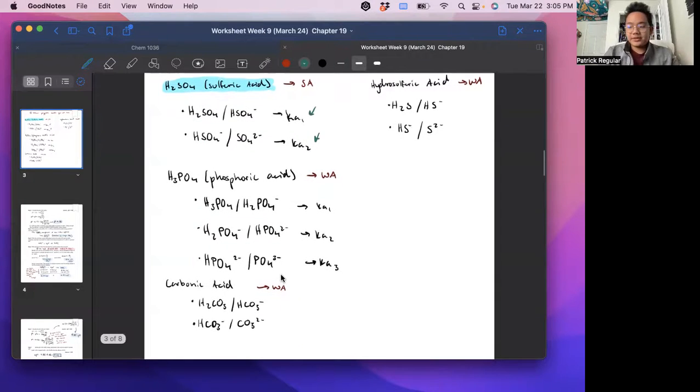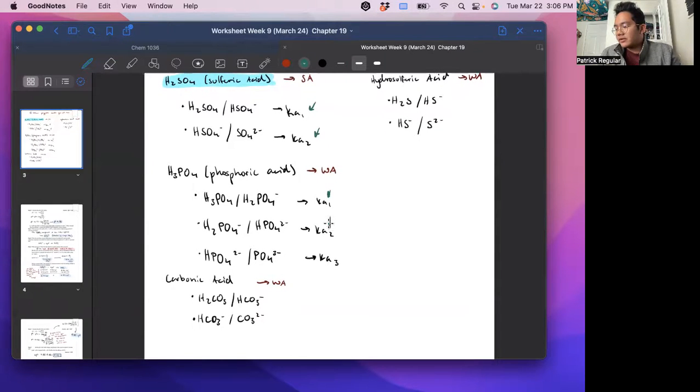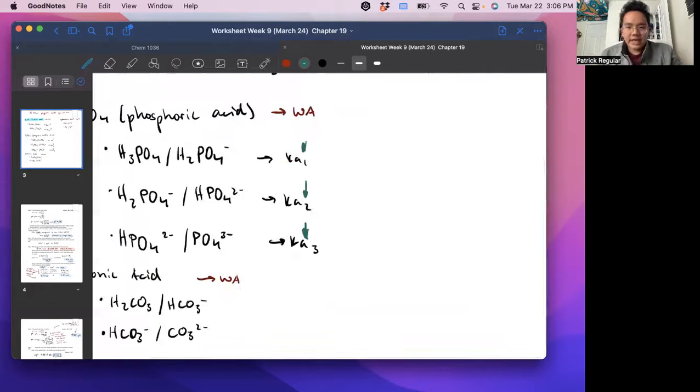For example, phosphoric acid, H3PO4. If you remember again from semester 1 chemistry, phosphate is one of your polyatomic ions that has a 3 minus charge. It comes from 3 hydrogens. And phosphoric acid can lose each of those protons. And again, you have 3 different Ka values for each proton right there, and each one of them getting smaller and smaller.